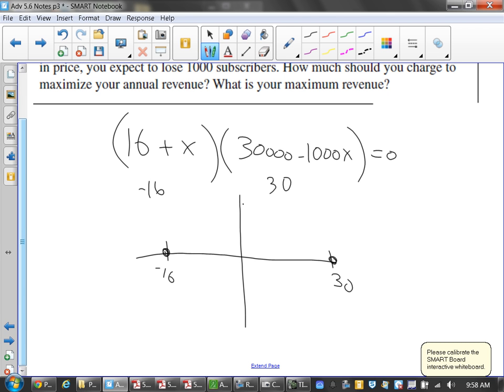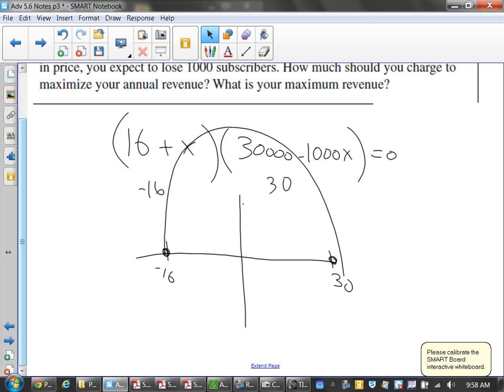I also know that it's something like this. So somewhere between those two values, what's going to have to occur? The maximum value. So let me show you how you can play around. You guys ever played around with the window yet on your calculator? Kind of change the screen size? Okay.